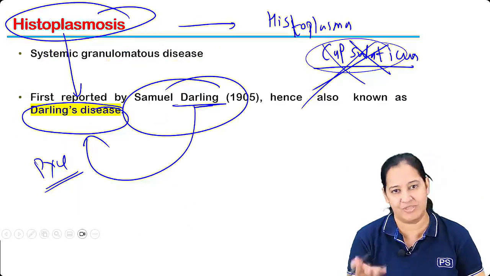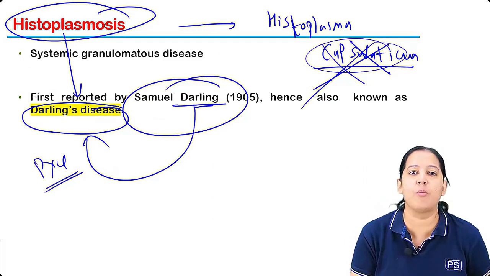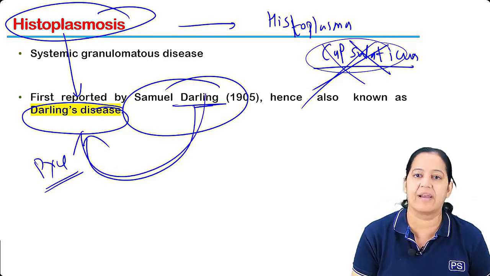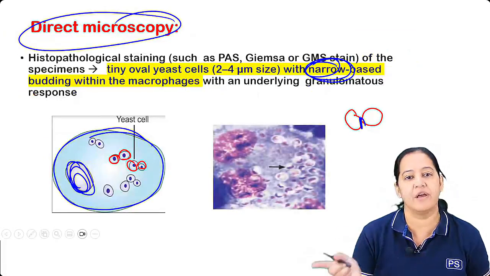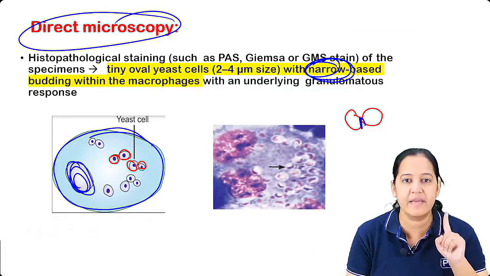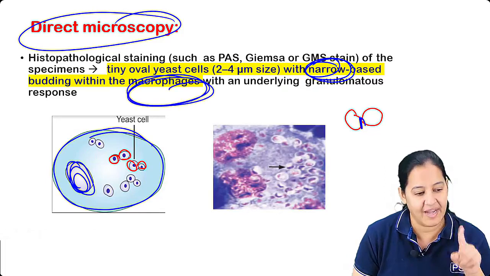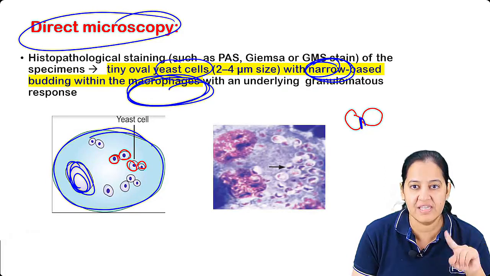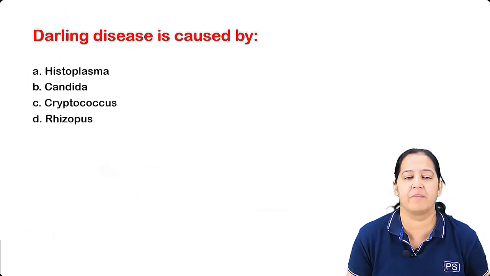Okay, chalo, proceed. So I'm teaching you histo right now. Histo mein humne dekha the other name is Sommel, darling. So it is known as darling disease. It is not capsulated. Histoplasma capsulated, but not capsulated. Direct microscopy pe, it is intracellular. Inside the macrophage, highlight the word macrophage, inside which the yeast is there, which has a narrow budding base.